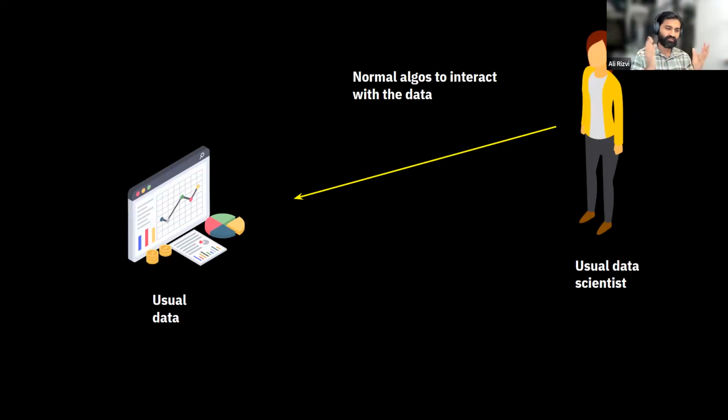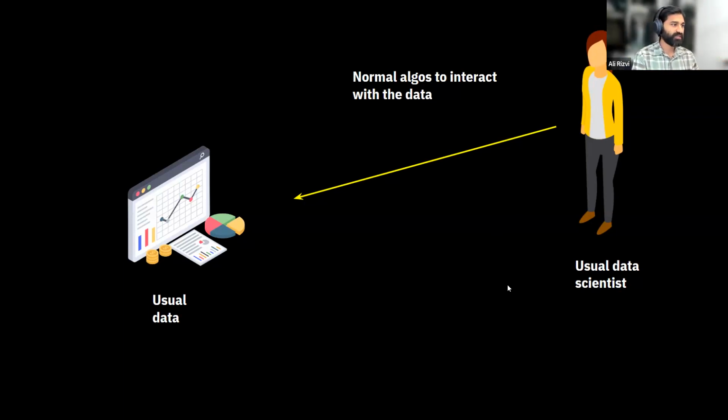Based on the questions we have been receiving so far in the sessions, I created a visual diagram to help everybody get on the same page. So in usual data science, you have access to a data set, you can see all the rows, all the columns, all the numerical values, and you just use your normal algorithms to interact with the data. You use your normal pandas, NumPy, etc.